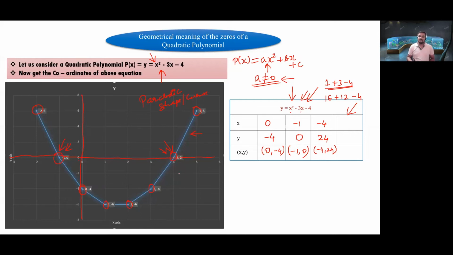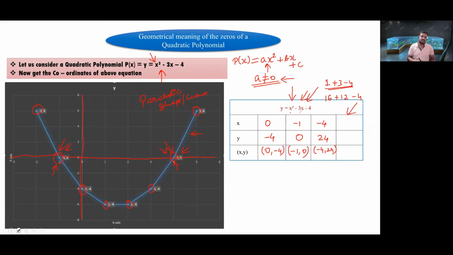Is it clear to you? And graphically, if we are asked to find the zeros, how will we find them? We will just check where the curve is cutting the x-axis and how many times it is cutting. We'll get the zeros from there. Okay, it is cutting here. So x is equal to 1 is one of the zeros and x is equal to minus 1 is another zero. Okay.